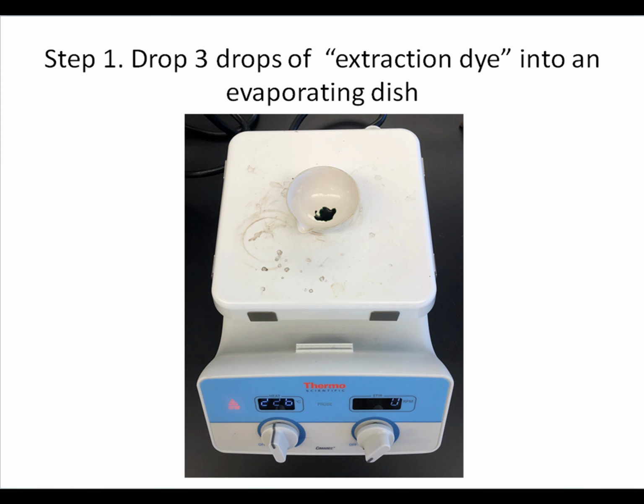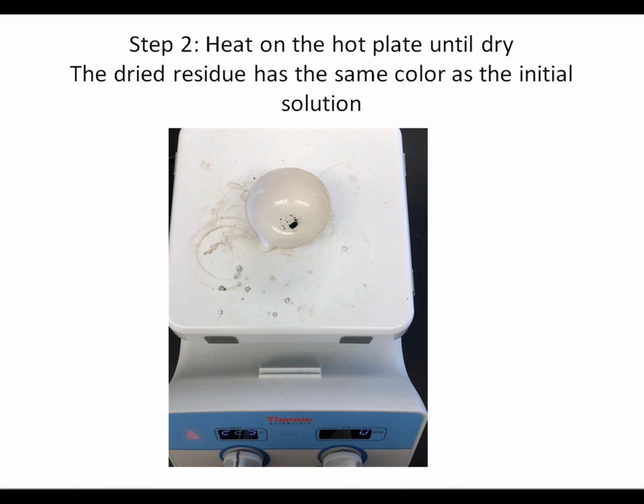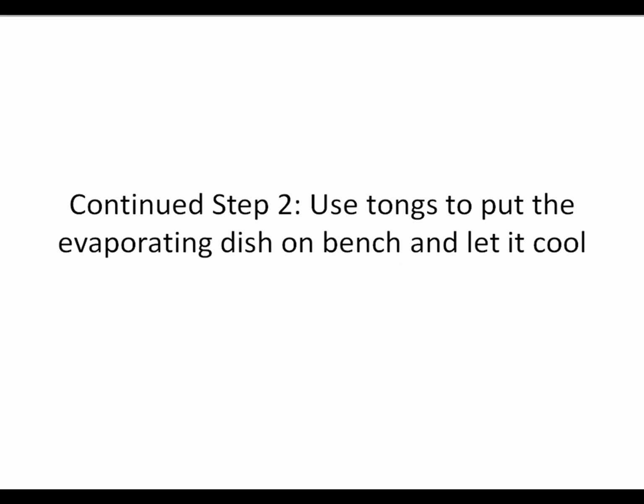Step 1, you're going to add 3 drops of extraction dye into an evaporating dish. Step 2, you're going to heat it on a hot plate until dry. The dried residue should have the same color as the initial solution. Continue step 2: use tongs to put the evaporating dish on the bench and let it cool.